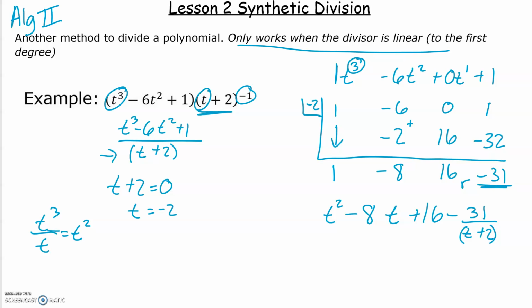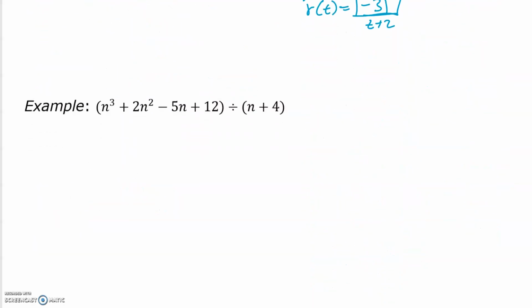If you're working with Khan Academy, the quotient, in this case it would be q of t, is just going to be t squared minus 8t plus 16, and then the remainder, r of t, is negative 31 divided by t plus 2, but you would just write negative 31. Okay, if you have any questions, please let me know, but let's go ahead and take a look at this next problem.